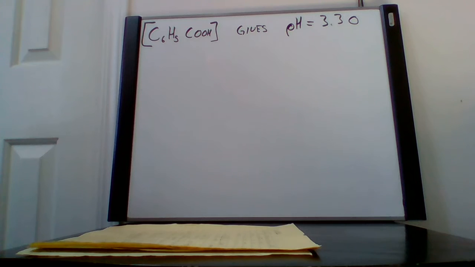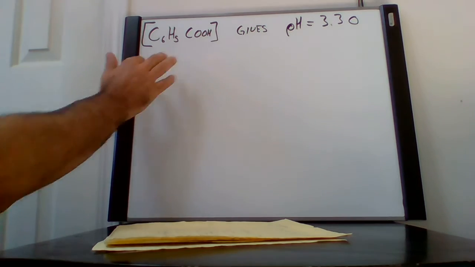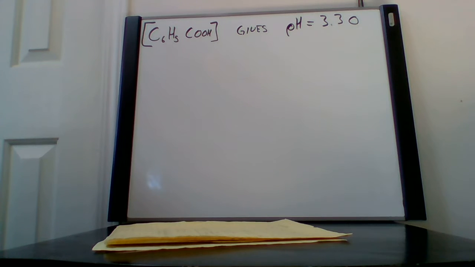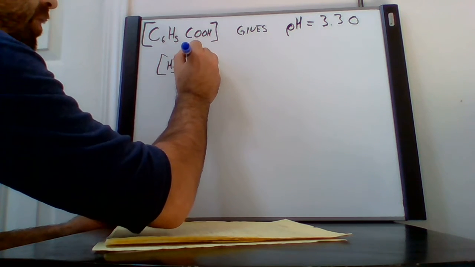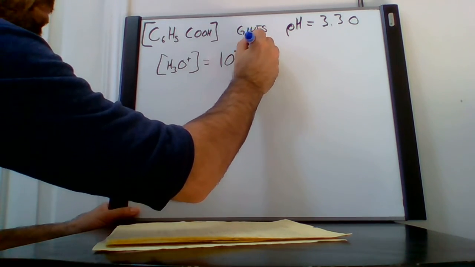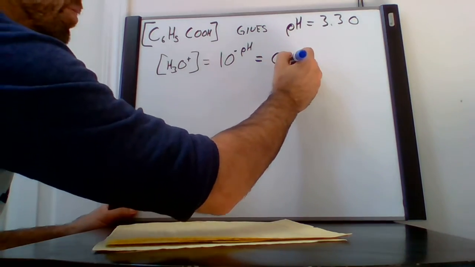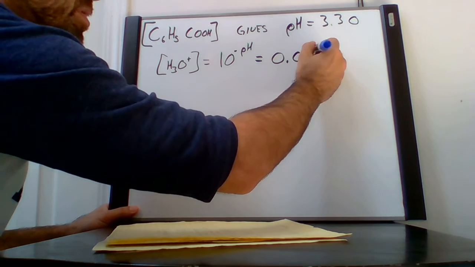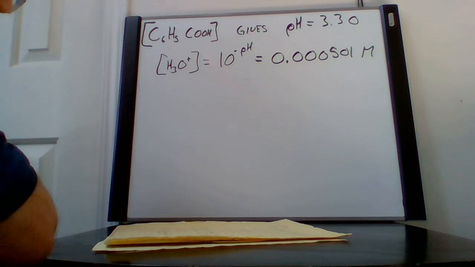All right, moving on to question 2. What concentration of benzoic acid gives a pH of 3.30? Okay, so here's our benzoic acid, C6H5COOH. Now in order to get this pH value, we need to know the concentration of H3O plus equals 10 to the negative pH. So when I plug in this value into this equation, I end up with 0.000501 molar. Okay, so 5.01 times 10 to the negative 4.